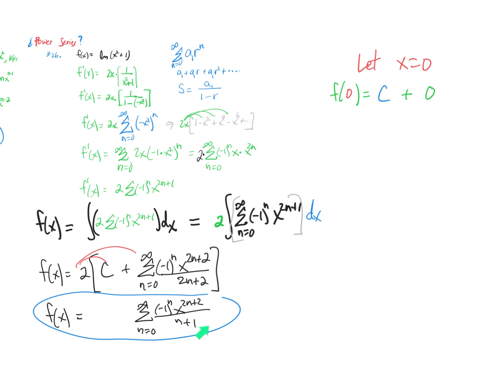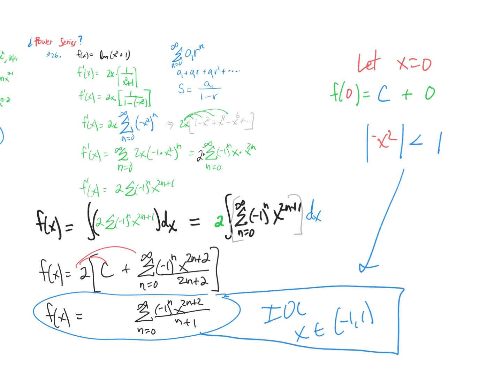We can find the interval of convergence by doing the ratio test here. Or, since this series was derived from this geometric series, we know that it only converges when r is less than 1 away from 0. So if negative x squared is less than 1 away from 0, then that's only true when x is between negative 1 and 1. And geometric series have intervals of convergence which are always open. That concludes number 22 and number 26.